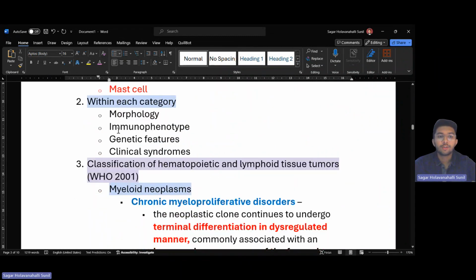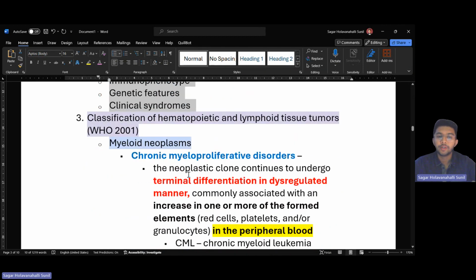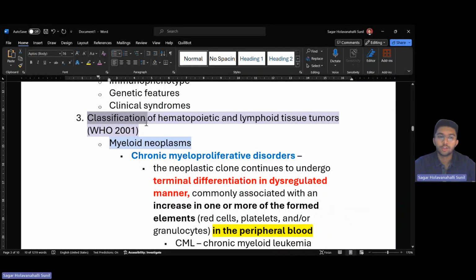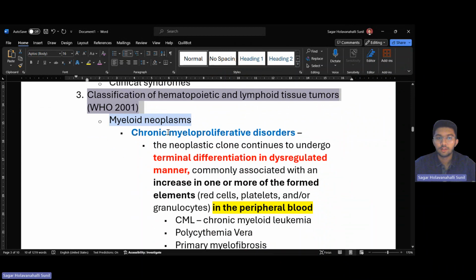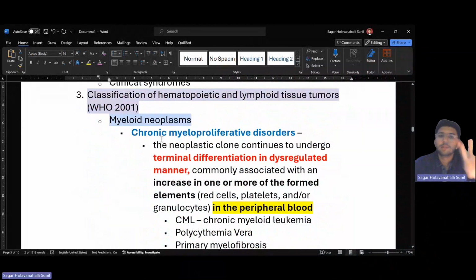Now, I'm just going to skip this because this is typically what you'd have to mention for every single subtype when you're going into depth. Now, if you look at the classification of these tumors, according to WHO 2001, myeloid neoplasms, which I mentioned over here, you have three main types that I want you to remember. There's chronic myeloproliferative disorders, okay?